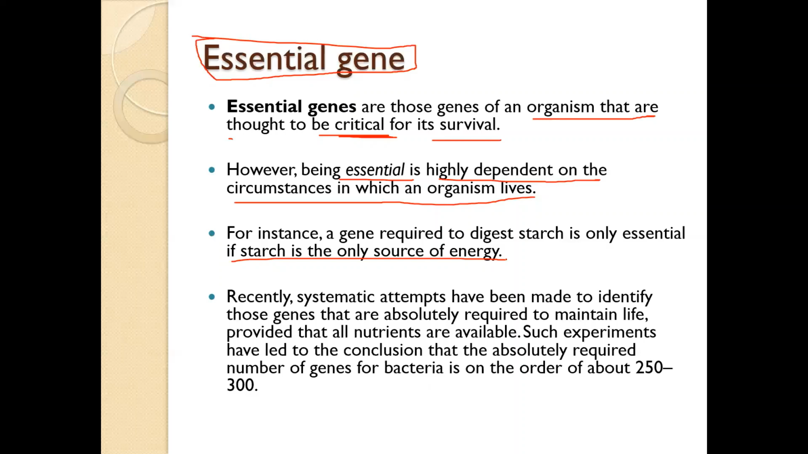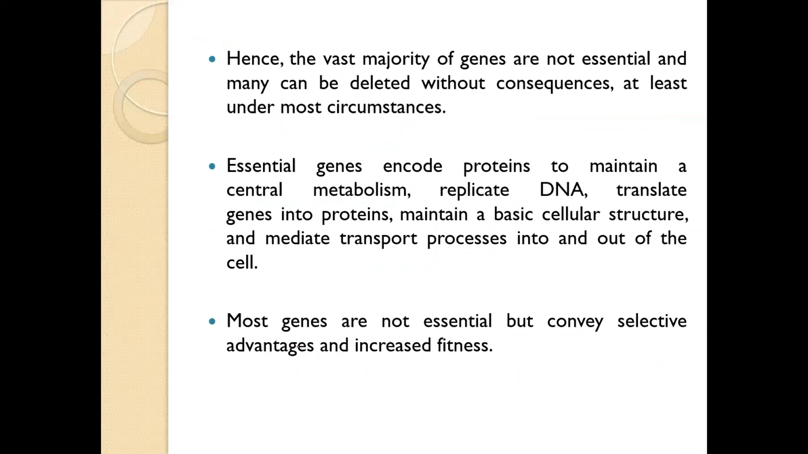Recently, systematic attempts have been made to identify those genes that are absolutely required to maintain life, provided that all nutrients are available. Such experiments have led to the conclusion that the absolutely required number of genes for bacteria is about 250 to 300. The same count is currently going on for humans also. Hence, a vast majority of genes are not essential, and many can be deleted without consequences.